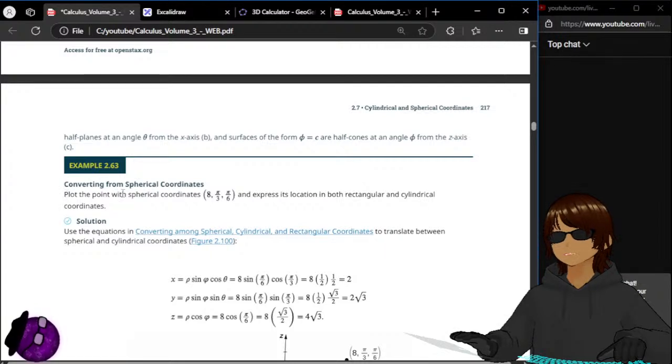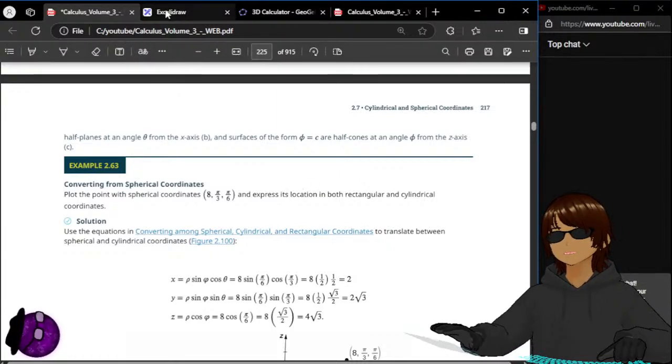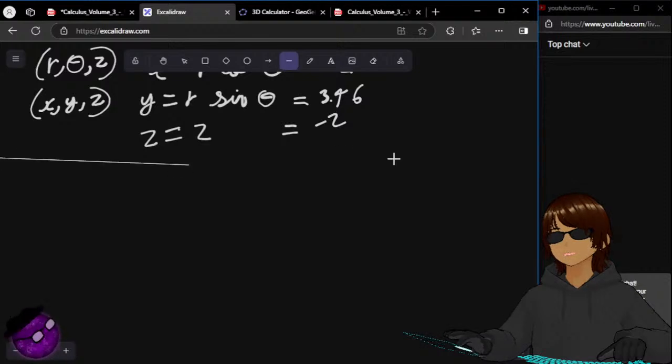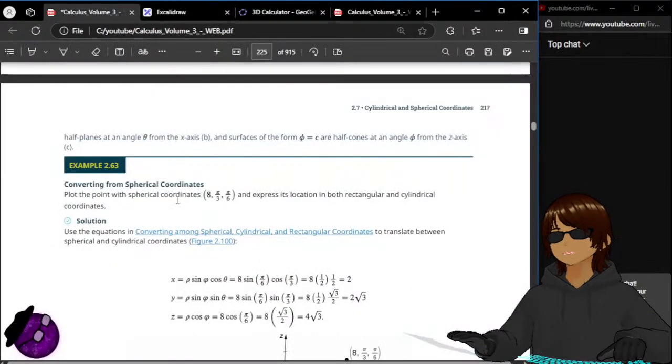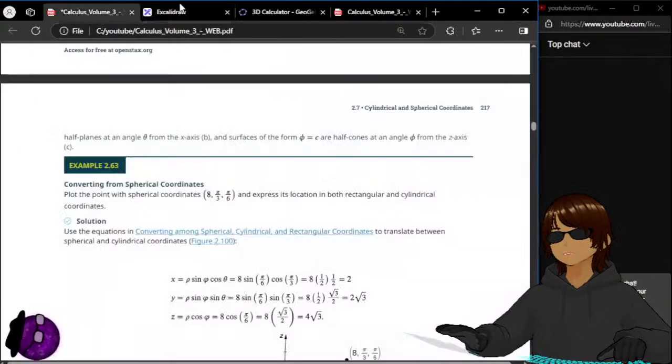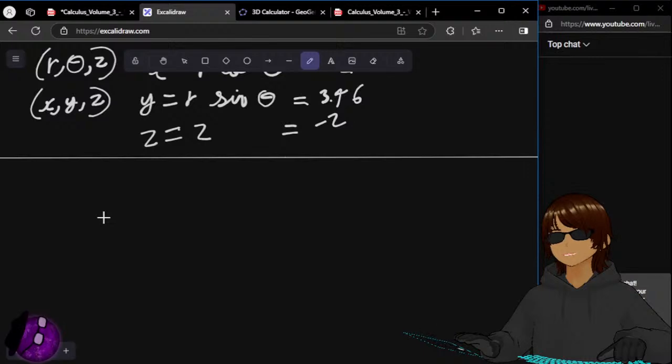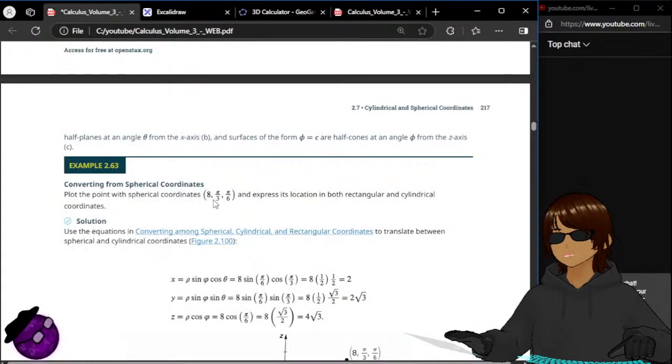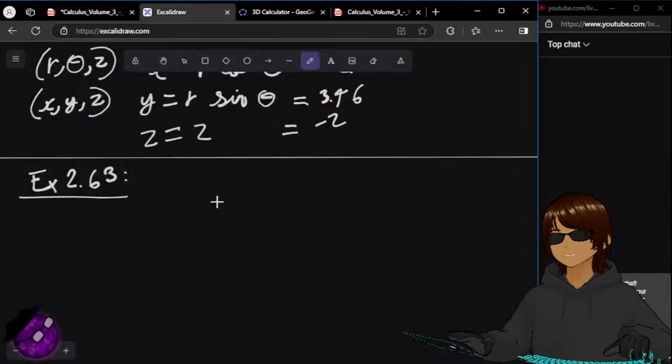Plot the point with spherical coordinates and express its location in both rectangular and cylindrical coordinates. The part about phi is that it's measured from the z-axis. I used to think it's from the xy plane. So we have example 2.63: 8, pi over 3, and pi over 6.